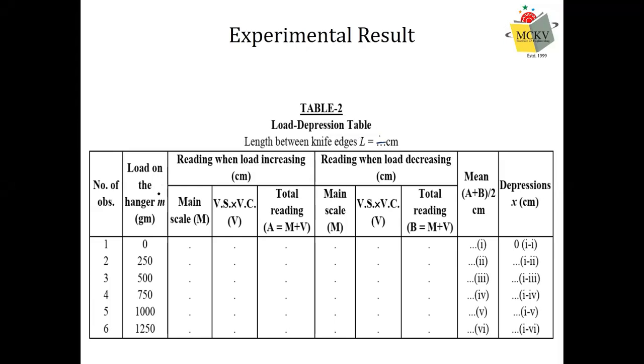Next, initially there was no load in the hanger, so the load was 0. Under that condition, we need to find the main scale as well as the vernier value. Suppose 7.65 is the main scale value, and you get a vernier reading of 9. We multiply this with the vernier constant 0.001 to get the total value given by the vernier. Then you add these two for the total reading. That means it will be 7.659. That is the value for zero load.